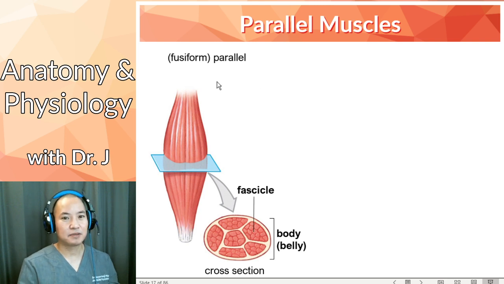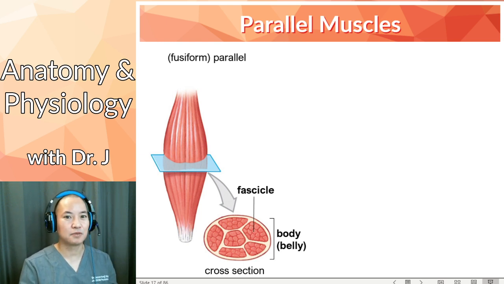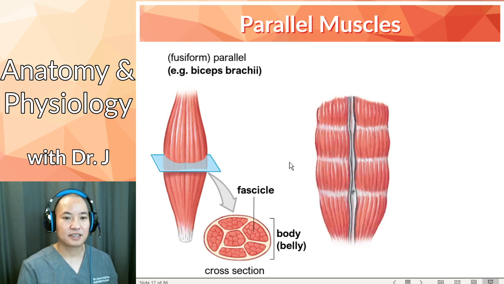And fusiform I put in parentheses because, do I want you to memorize which ones are fusiform and which are not? I think I just want you to know what fusiform means. So these fibers and fascicles are all parallel, but they end up tapering off. This is why things like the biceps brachii, especially for people who have really developed arms, when they contract, have that little baseball bulge right there. So it bulges out but tapers off, but they're still parallel. They're not actually converging.